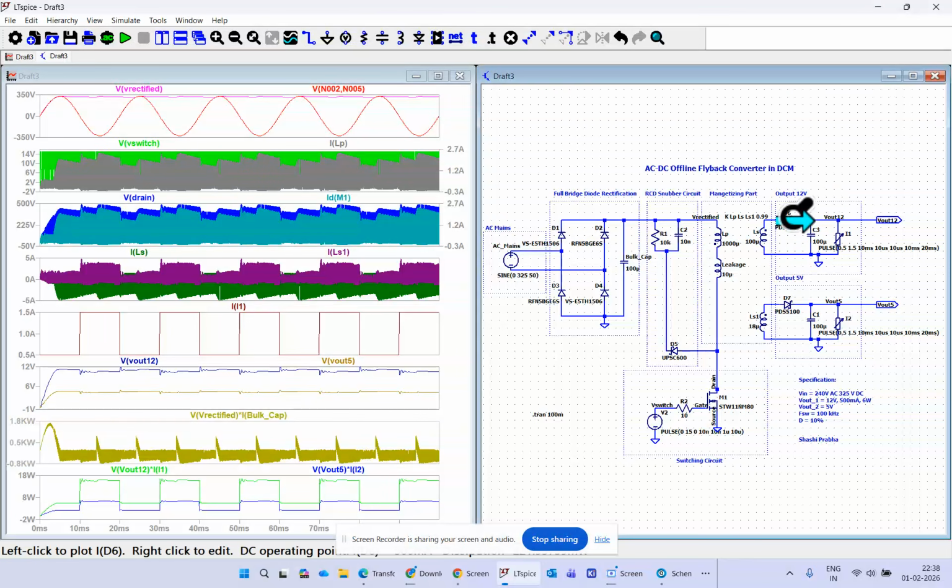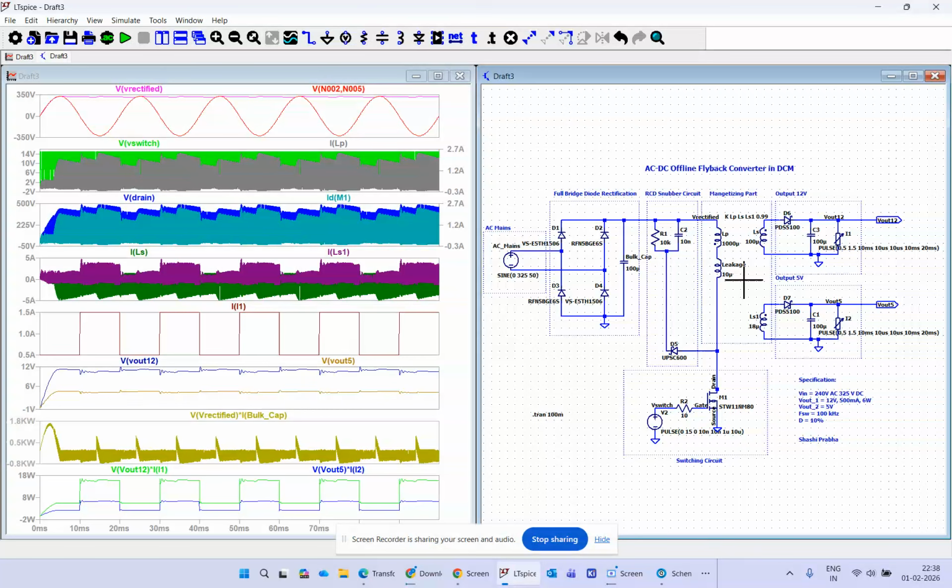And this is the secondary diode. This is the secondary capacitance, and this is the load, which, instead of a fixed resistor, I am using a pulsed current source, which goes from 0 to 1.5 ampere.